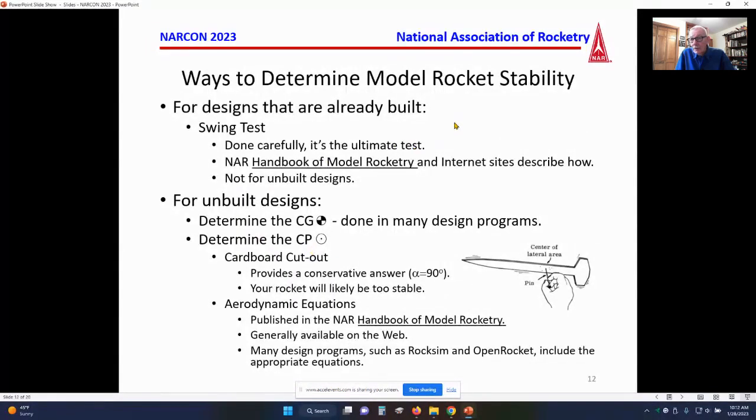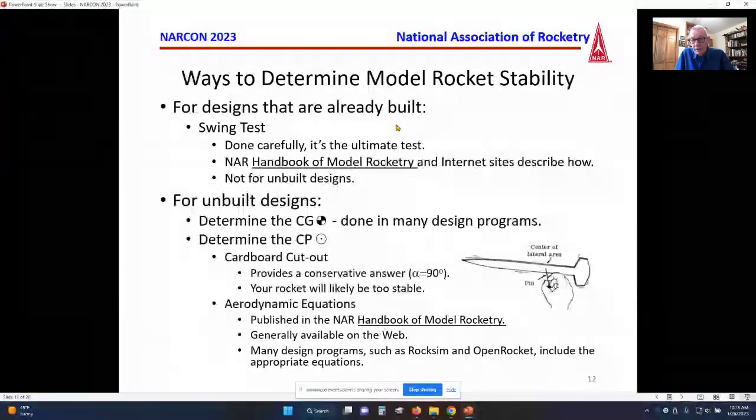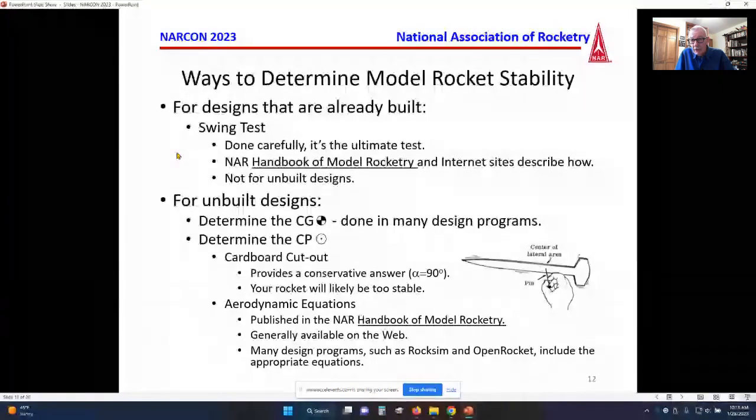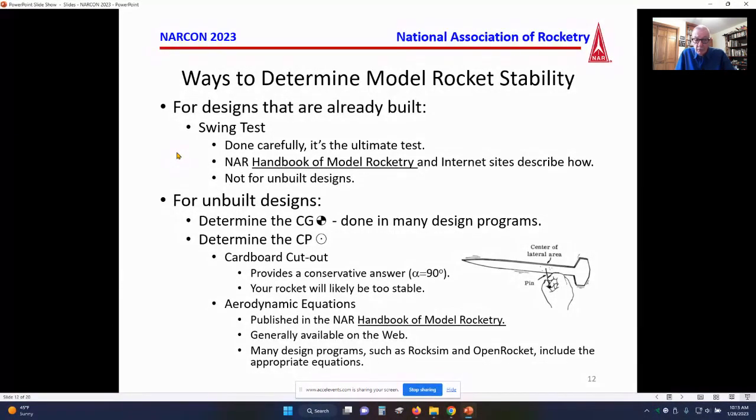So you want it to be stable. How do you do that? Well, if you have a design that you've already built, as has probably been told to many folks, a very effective technique is a swing test, by capturing it on a string at the center of gravity, and then swinging it on the end of that string. It's kind of a poor man's wind tunnel, as it were.